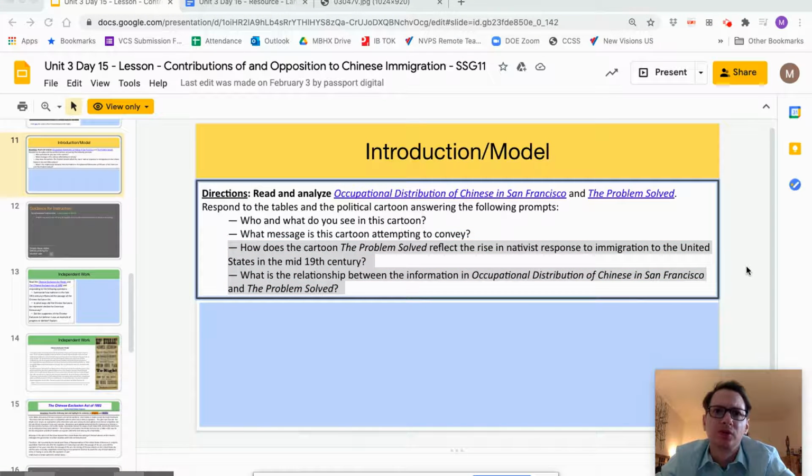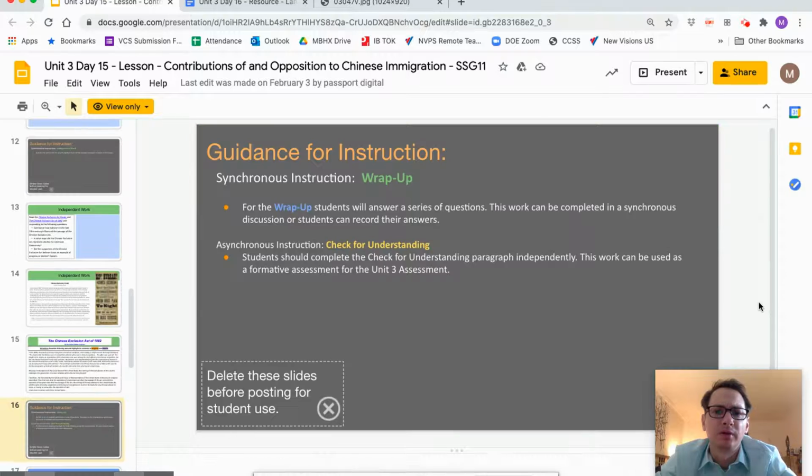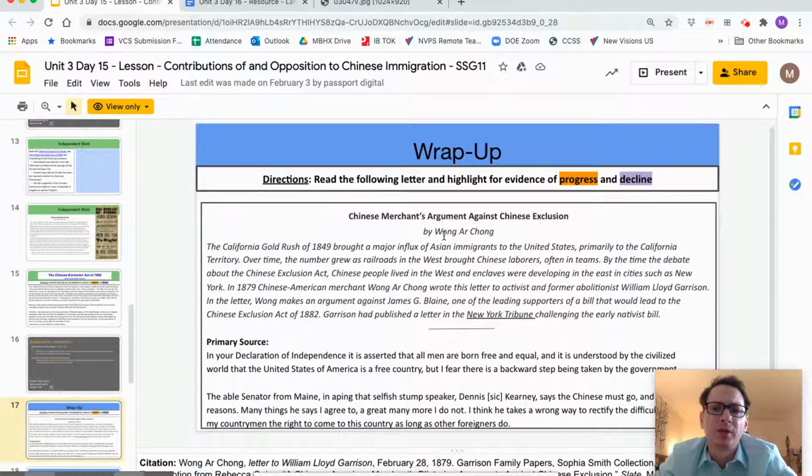From there, the students analyze the Chinese Exclusion Act. Where is it? The Chinese Exclusion Act poster. They will also read excerpts from the Chinese Exclusion Act itself. And there are some guiding prompts that we gave them to help them through this process. Ultimately, they are going to be reading a letter written by Wang R. Chang to William Lloyd Garrison, where he rails against the growing support for Chinese exclusion.